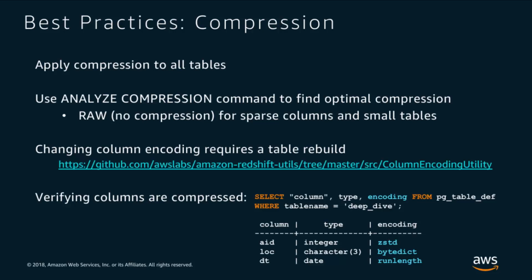Now, I said almost always. There are cases where you'll notice that Analyze Compression will return an encoding type called raw, which means basically no compression. And it'll do that for small tables or sparse columns, basically columns that are filled pretty much with nothing but nulls.